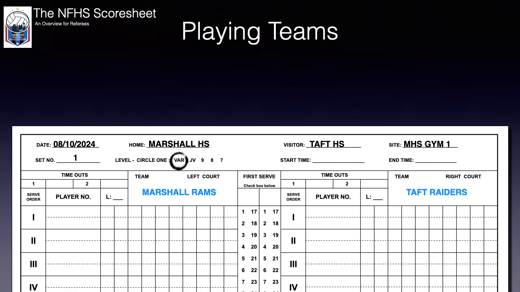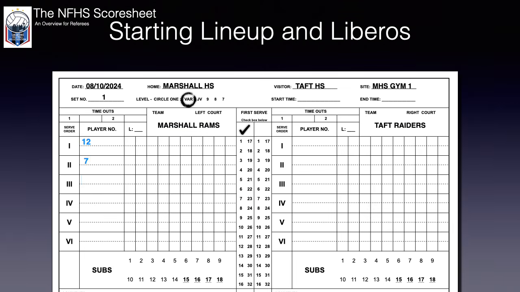After the pre-match conference, the team that is serving first is noted on the score sheet. In our example, the Lady Rams won the coin toss and have elected to serve. The starting players and their corresponding serving order are placed on the score sheet using the lineup provided by the coach, including the team captain and libero.